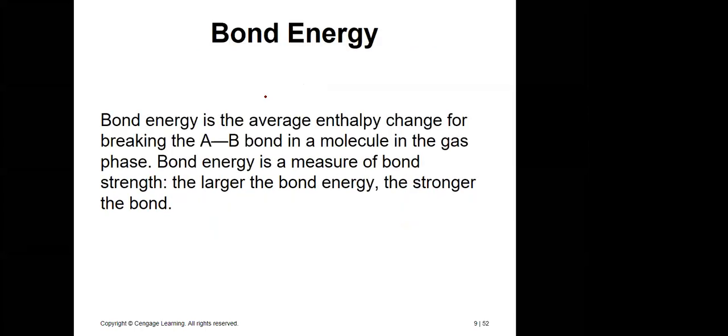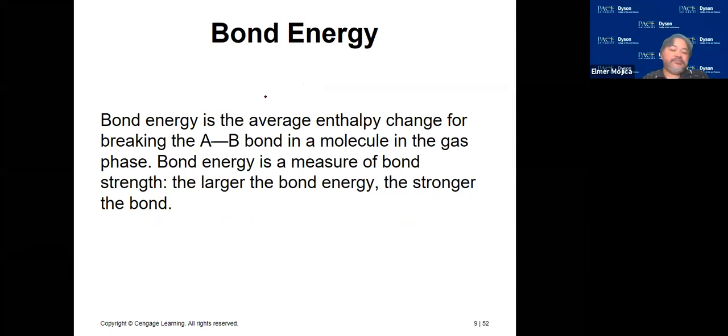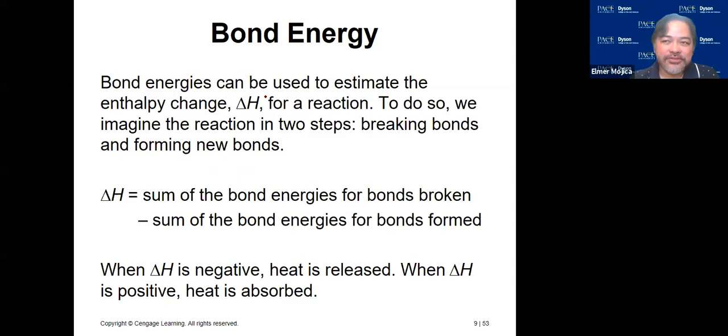If you're going to determine the bond energy, this is just the average enthalpy change for breaking the A-B bond in a molecule in the gas phase. The bond energy is a measure of bond strength. The larger the bond energy, the stronger the bond. So a triple bond is stronger than a double bond, which is stronger than a single bond.